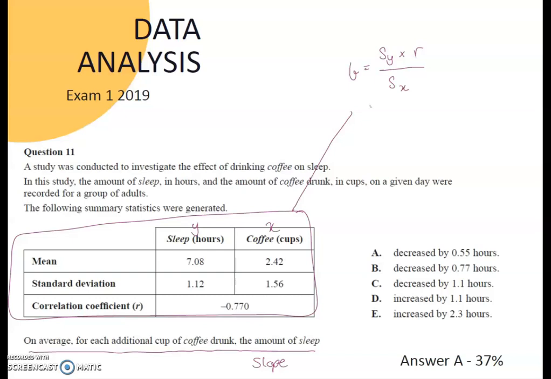Putting that into our slope, we've got standard deviation of Y, so 1.12, times the R value, negative 0.770, divided by standard deviation of X, so 1.56. When we pop that in our calculator, that's where we get our rounded off value of 0.55. It's negative 0.55, so that means we've got that decreasing value.